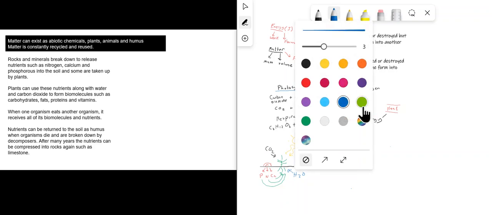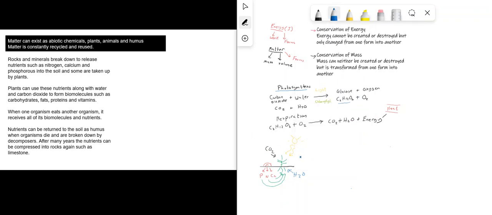So again, you have this constant recycling that's happening. When one organism eats another organism, it receives all its biomolecules and nutrients. So this is an inanimate object. It has released minerals into the ground. The plant has taken all that up. It's taken up water, taken in carbon dioxide, and all of that is inside the plant. And then if something comes along and eats this, some animal, like let's say a cow, and this is my really bad drawing of a cow, a cow comes along and eats that. Essentially what it's doing is taking all of these nutrients into its body.